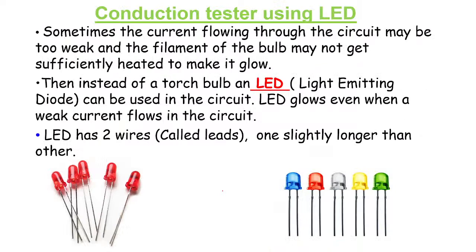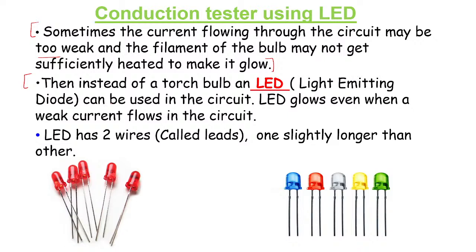You can also make a conduction tester using an LED. Now sometimes the electric current flowing in the circuit may be very weak, and the filament of the bulb may not get heated up, and therefore it may not glow. So instead of that, you can use an LED. What is an LED? Light emitting diode, in such a circuit.